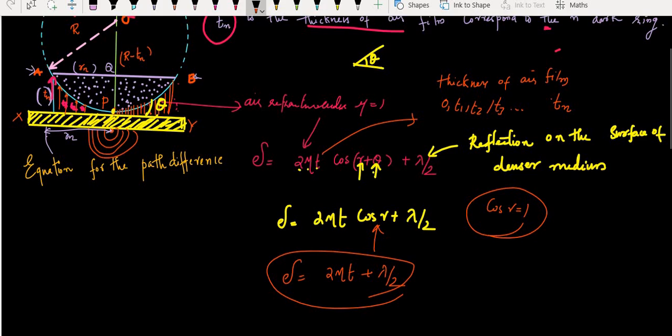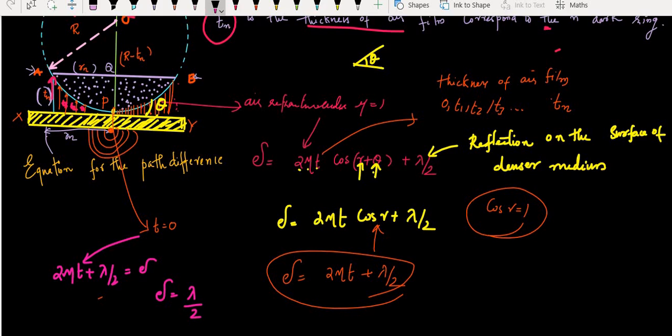Now let me tell you theoretically why that center spot is dark. I told you the center spot is always dark, and the radius gradually increases, and we get alternate dark and bright rings. So why is the center spot dark? Here you can see the equation for the path difference is 2 mu t plus lambda by 2. When the thickness is 0, that means at this point P the thickness of the air film is 0, substituting t equal to 0 we get delta equal to lambda by 2.